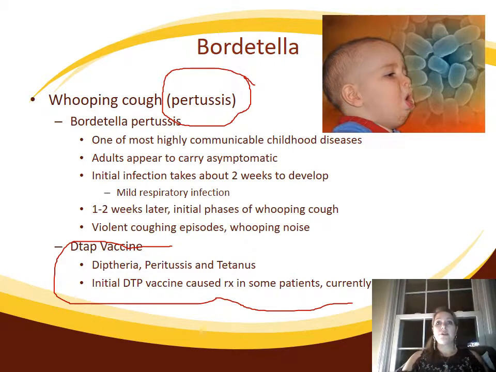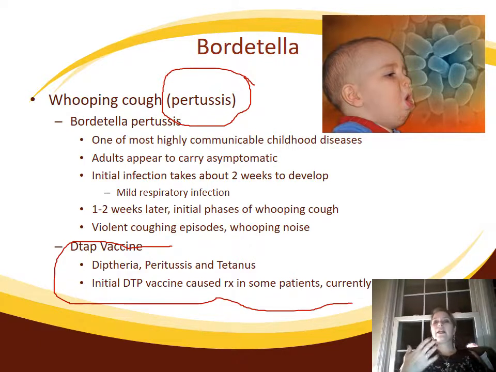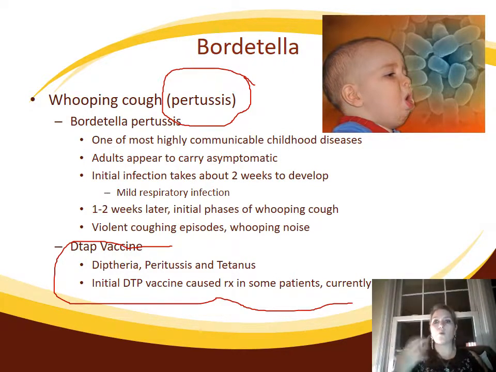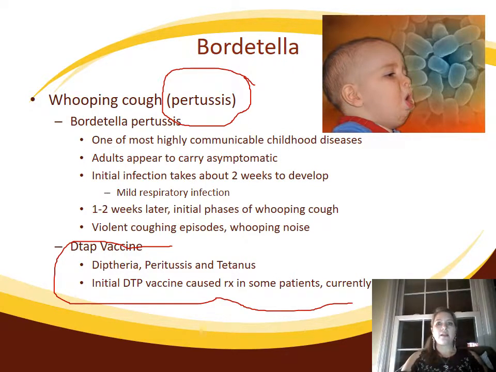Initial infection takes about 2 weeks. It's a mild respiratory infection, and then a couple weeks later, you get this initial phase of whooping cough, where the alveoli start to swell. You're getting into these violent coughing episodes, and then you get this whooping noise in between each cough. So you're like, whoop, whoop, this whoop. And then the last phase is the violent coughing episodes.